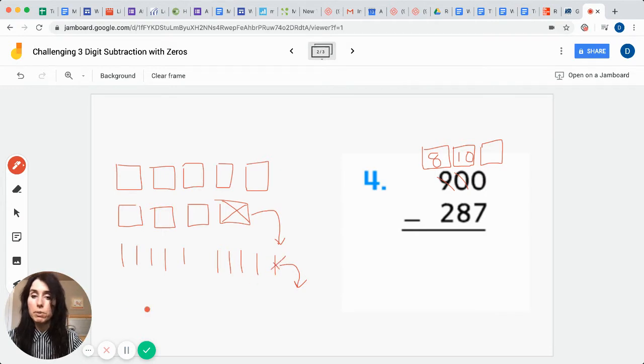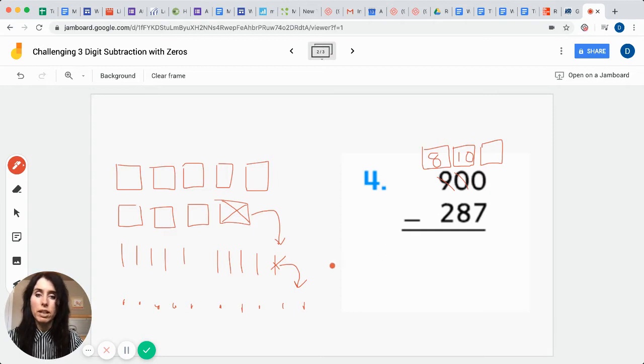So how many cubes are you going to get? Did you say 10? Nice job. So we have 1, 2, 3, 4, 5, 6, 7, 8, 9, and 10.